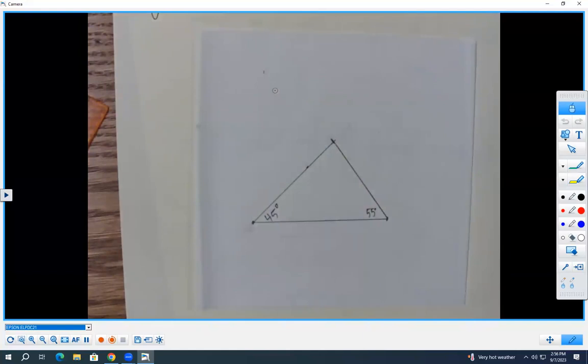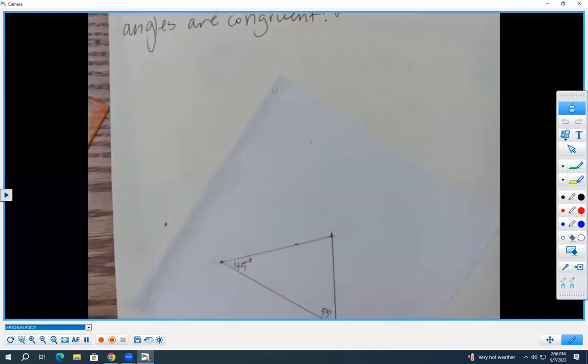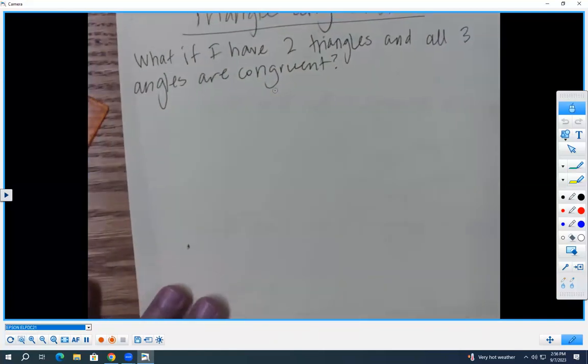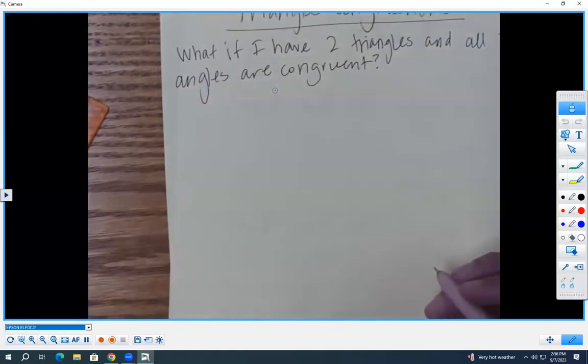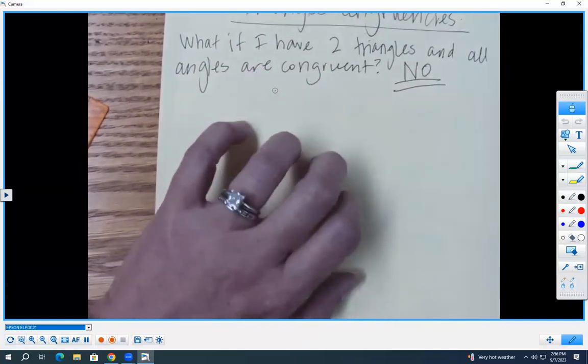Okay, so if we have 2 triangles and all 3 corresponding angles in the triangles are congruent, do we have congruent triangles? Not necessarily. Could you? Yes. But is it a guarantee? No, it is not a guarantee.